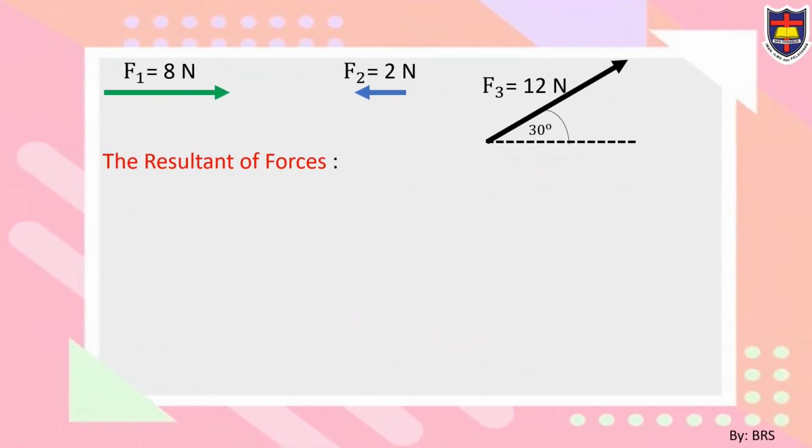Example. There are three vectors of forces, F1 8 Newton to the right, F2 2 Newton to the left, and F3 12 Newton with the angle is 30 degrees. Draw the resultant of forces F1 plus F3 by using parallelogram and triangle method. 1. F1 plus F3 by parallelogram method.